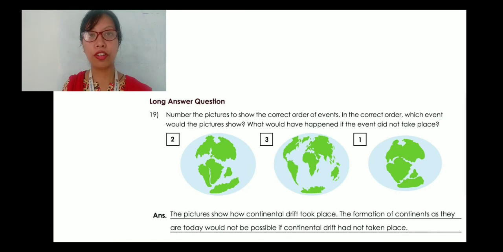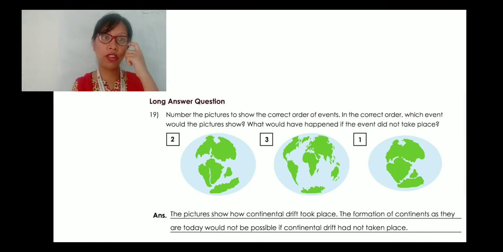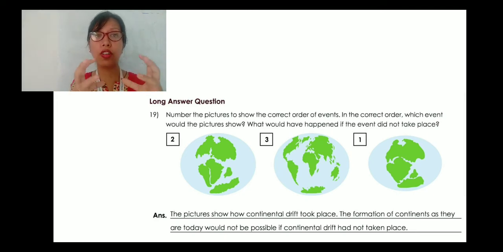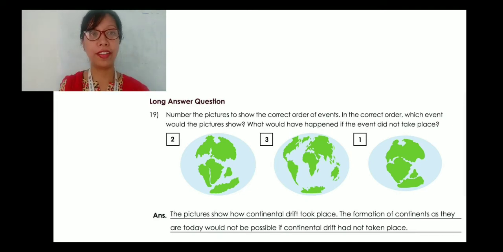And later on, due to continental drift, which is the moving of the plates below the earth, the continuous moving has separated the land masses. It has divided the land masses into the current continents we have now, the location of the current continents, right? So the third picture will be the first one. Why? Because all the continents are almost together, right?